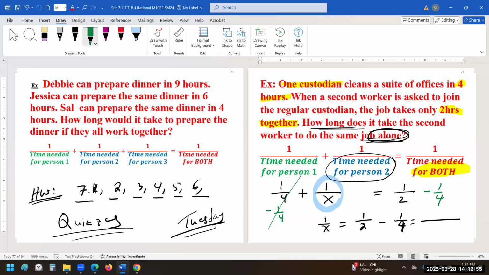We need the LCD. What's the LCD between 2 and 4? 8 is a multiple, but not the LCD. So you ask yourself, is 4 a multiple of 2? Yes, that means 4 is the answer. You can use 8, no problem, but you have to simplify that. So that means we want 2 here. So you multiply top and bottom by that, and we get 2 minus 1, which is 1/4.